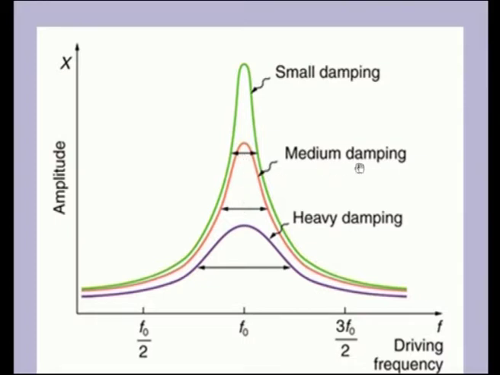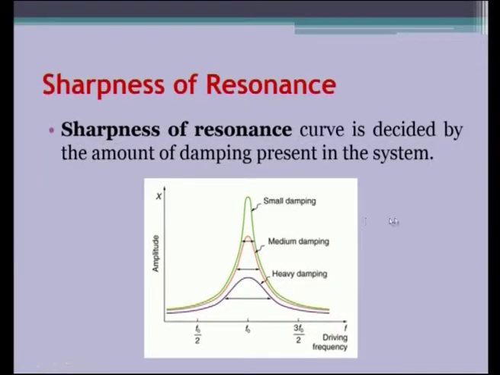Because the damping is present and it is of a medium value, the amplitude is slightly less, and the violet color graph shows a heavy damping. This also has a local maximum at F0, but the amplitude seems to be very less. So, this has given us a basic idea of how the sharpness of the resonance peak could occur.